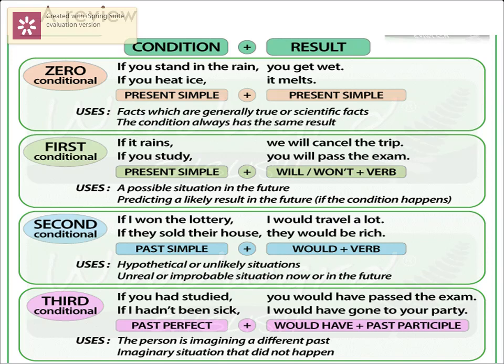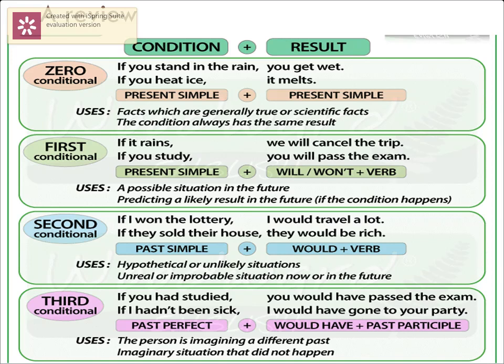Now we were discussing the different types of conditional sentences. So a zero conditional is when the condition and the result are always true. Whatever the condition says, it is always satisfied. First conditional: there is a condition and it is very highly possible. So you get a first conditional, and the structure is present simple and will plus the present simple verb.